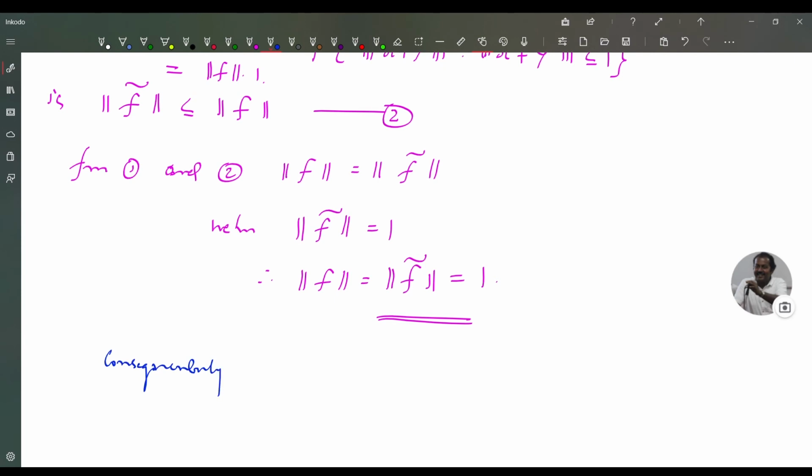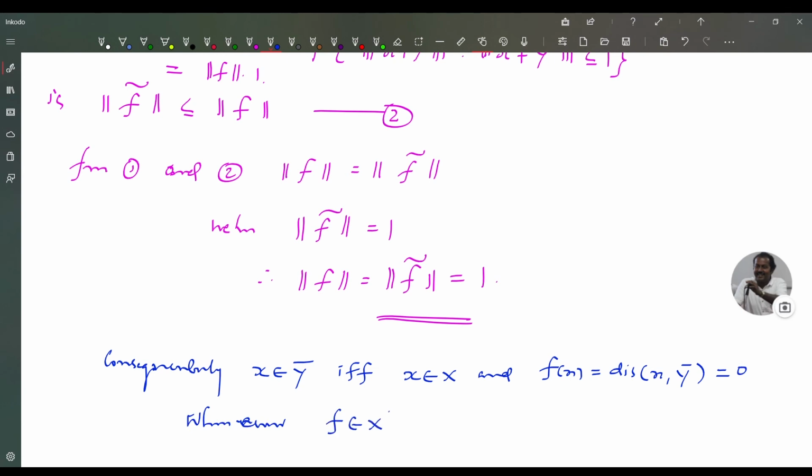Consequently, x belongs to Y closure if and only if x belongs to X and f of x, that is equal to the distance between a and Y closure, that is equal to the distance between x and Y closure. This is equal to 0, since x belongs to Y closure whenever f belongs to X* and f restricted to Y equals 0.